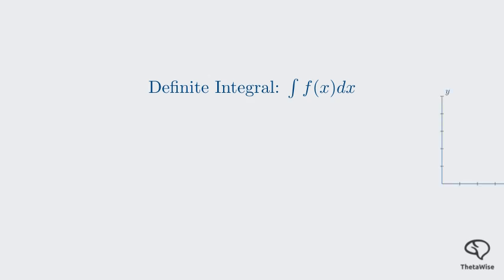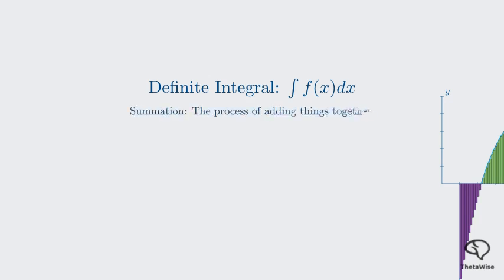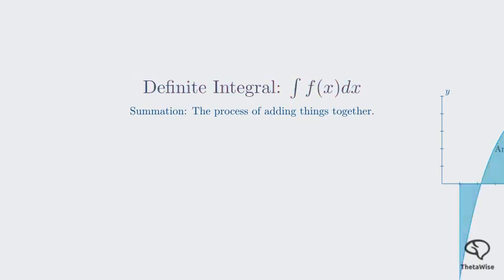The bounded area is divided into a very large number of extremely thin strips. We can choose either vertical or horizontal strips. The area of each strip is an approximation. If we add up the areas of all these strips, we get a good estimate of the total area. This process of adding things together is called summation. The answer becomes more and more accurate as the number of strips approaches infinity, meaning they become infinitely thin. The definite integral is the mathematical tool that performs this summation for us, giving the exact value.